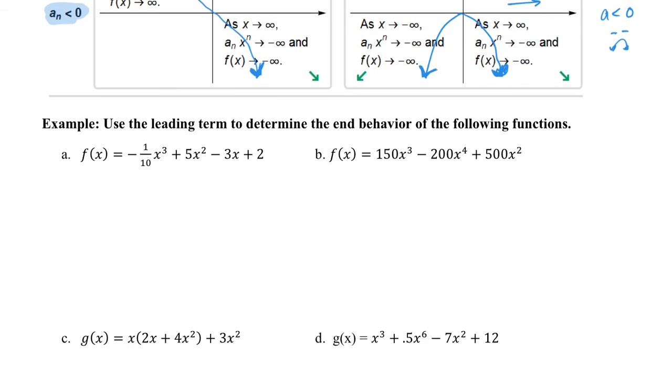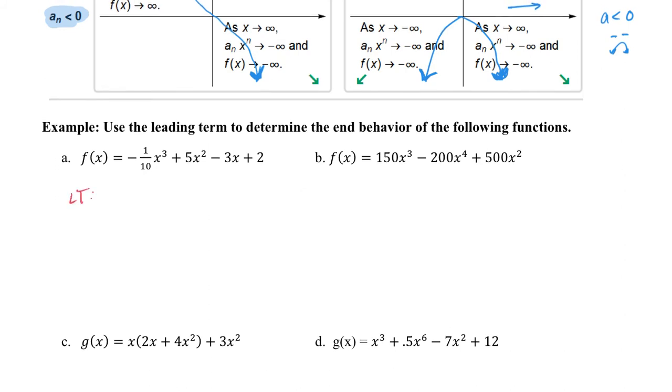Okay. All right, so let's see what we can do if I just give you the function. Can you tell me what the end behavior of the graph is? So for the first one, f of x equals -1/10 x cubed plus 5x squared minus 3x plus 2. And I want to know what's the end behavior. What happens for very large values of x? As x approaches positive infinity, where does y go? As x approaches negative infinity, where does y go? Okay, so the first thing I need to do is identify the leading term.